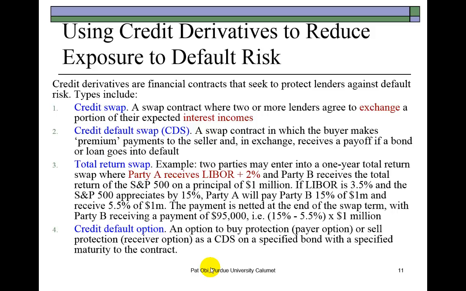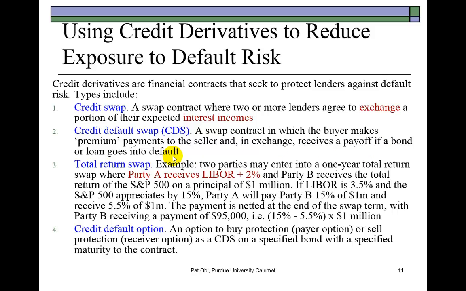And some ways that credit derivatives can be managed could be the use of credit swap, which is a swap contract where two or more lenders agree to exchange their interest incomes expected on their bond investments. So as a result, you're able to reduce the risk of not receiving a particular interest income if the borrower defaults. Number two, though, which came into the limelight during the 2008 financial crisis, is credit default swap, which is a swap contract in which the buyer makes premium payments to the seller and in exchange receives a payoff if a bond goes into default.